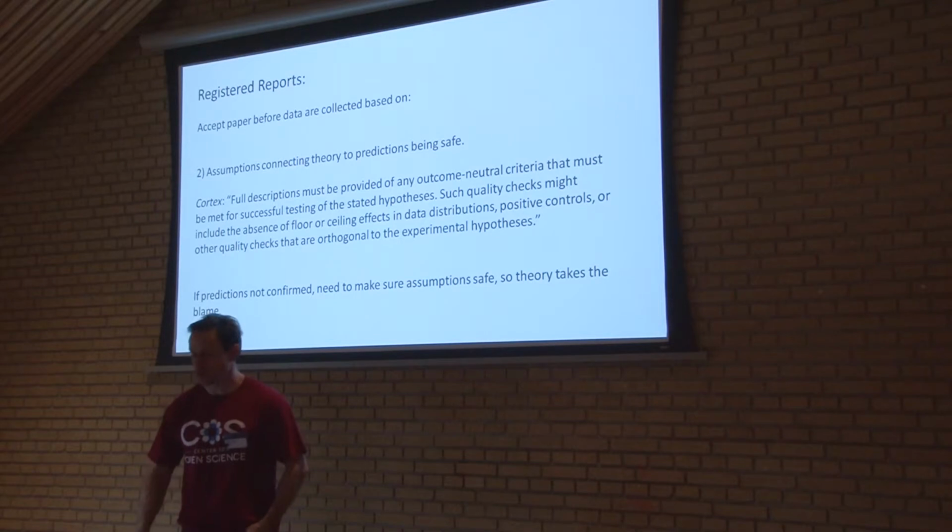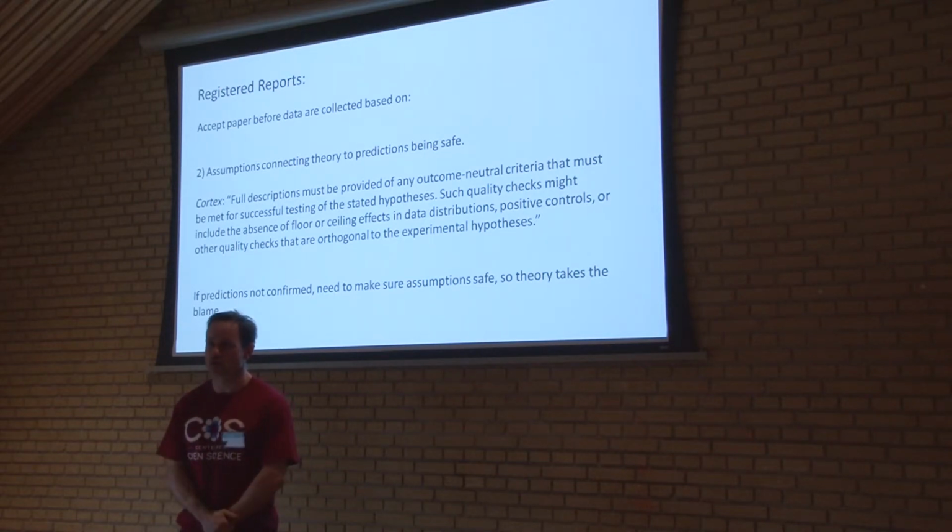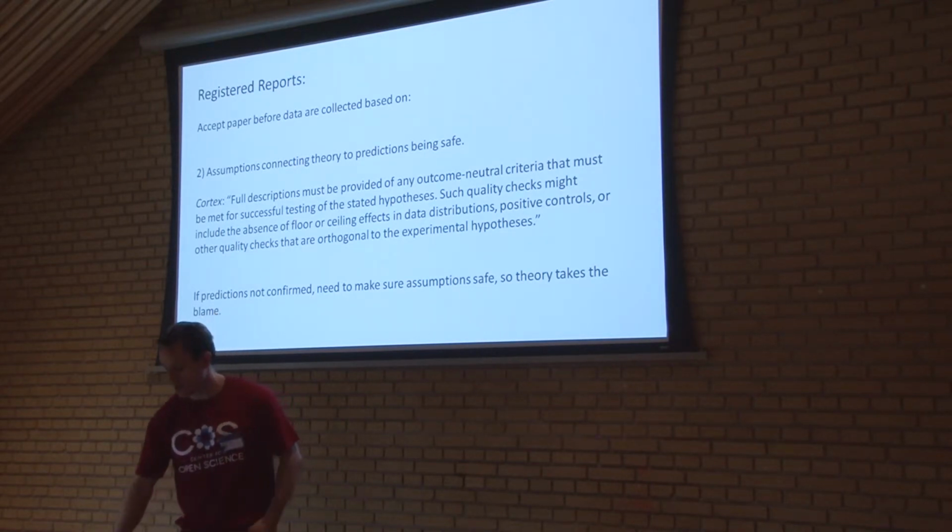The reason why they need to be tested is that if you got results contrary to the theory, then it's not just your theory that could take the blame. You always have the option of saving your theory and blaming something else. So the things that are likely to be blamed are the things we need to make sure are safe.